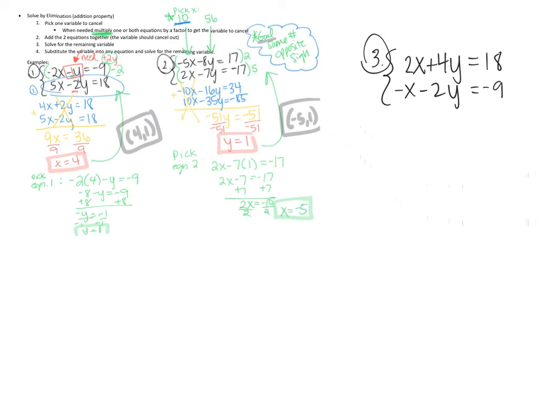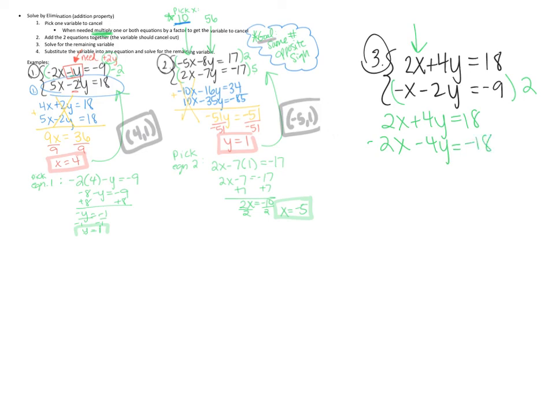So we start off exactly the same as we had done before. We look at the equations and we say, okay, what would we want to eliminate? In this case, it's not so bad. I'm just going to go ahead and pick x. So I need to multiply the bottom equation by a 2 so that I could have a positive 2x and a negative 2x. All right, so let's do that. I'm going to leave the first equation alone, but I'm going to multiply that second equation by 2. So I get a negative 2x minus 4y equals negative 18.